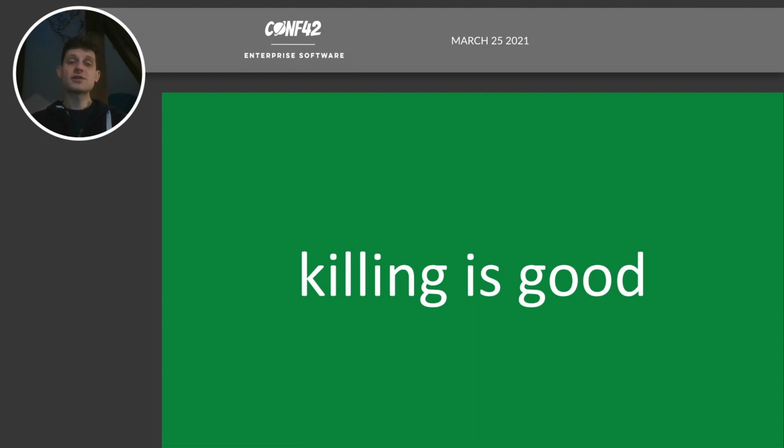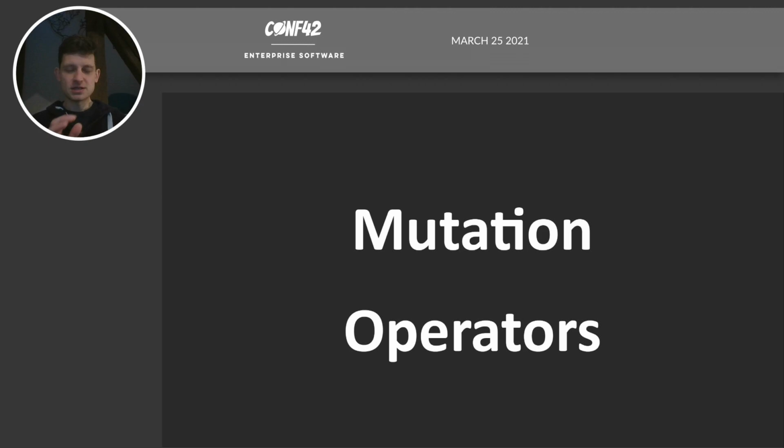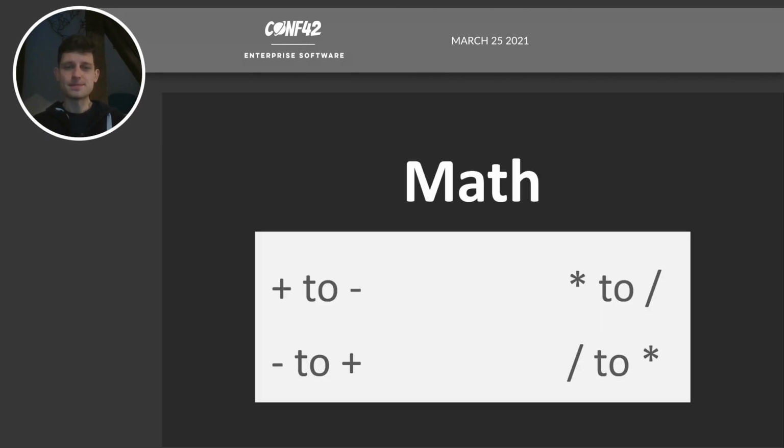Now the first thing you can think about is that, okay, but my code is much more complex than just adding two numbers. And that is why we have a lot of different mutation operations. And there are so many of them that we even put them into categories. So the first thing you can do to mutate your production code is to make some math changes. We change plus to minus, multiply to divide, minus to plus. So we change all the math operations.